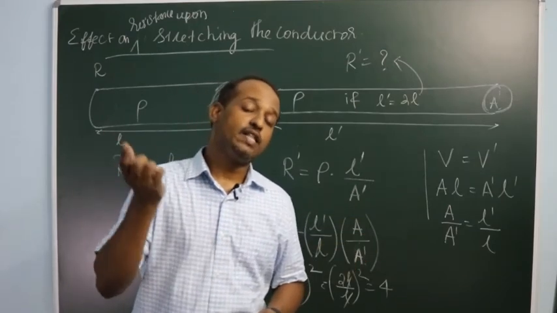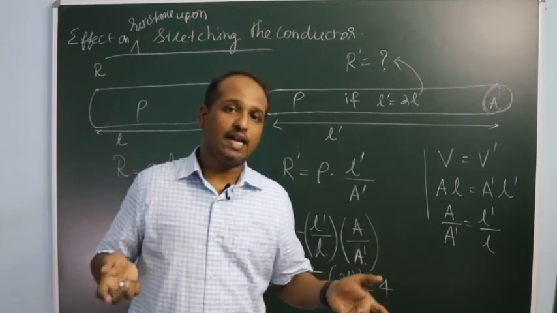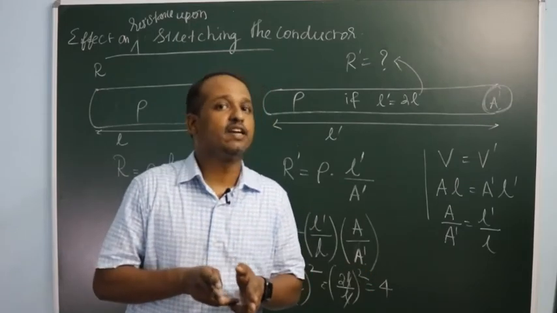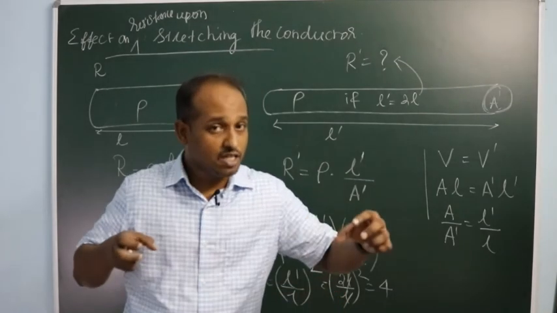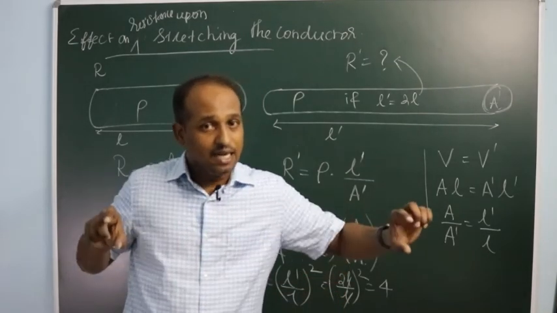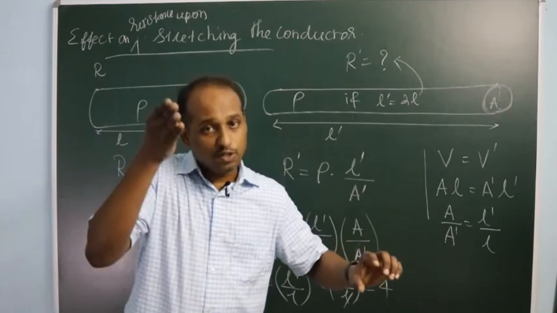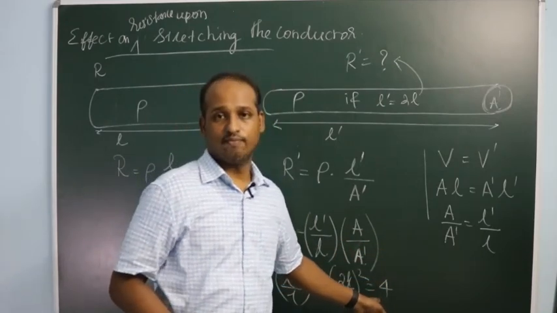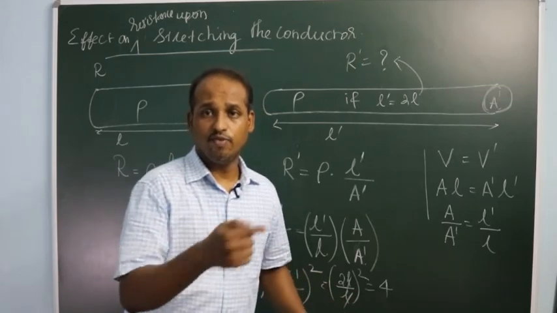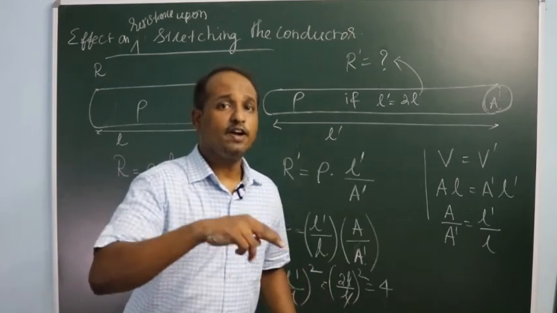But in the initial case, when you double the length without changing the area of cross section, the resistance is doubled. When you stretch the wire, as the length doubles, the area reduces to half and hence the resistance becomes 4 times. In the next video, we will do the same problem in a different way.